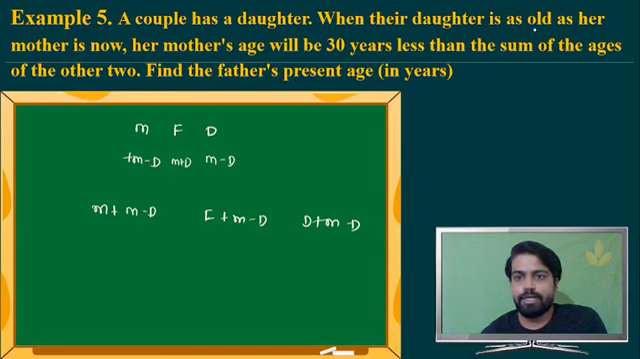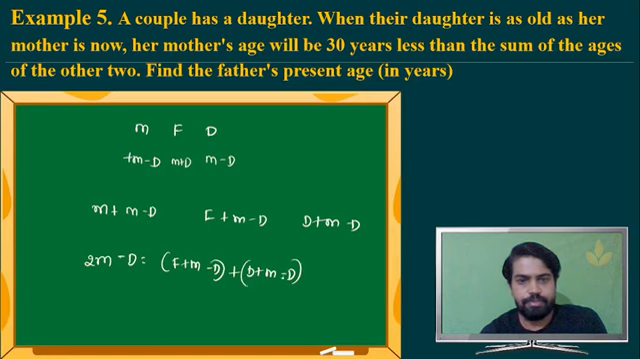When their daughter is as old as her mother now, her mother's age will be 30 years lesser than the sum of the ages of the other two. So mother's age is now 2m minus d, which is 30 years lesser than the sum of the ages of the other two. Who are the other two? f plus m minus d, plus d plus m minus d. 30 years less means minus 30.